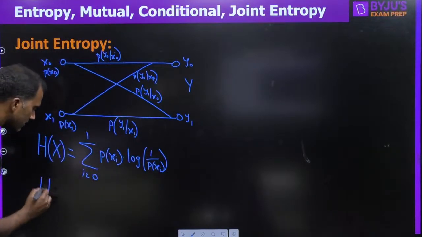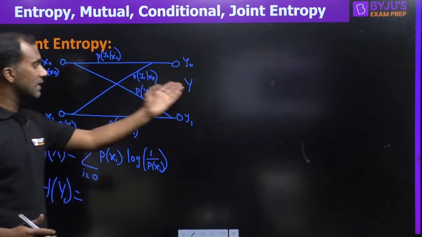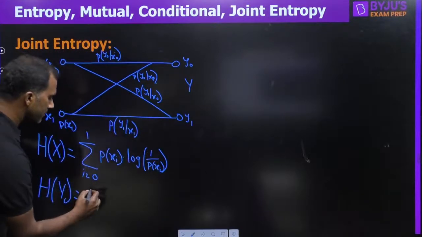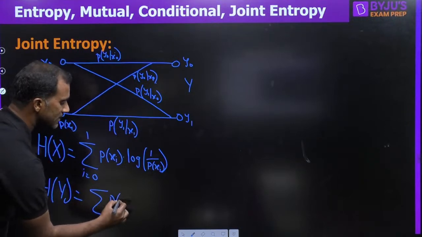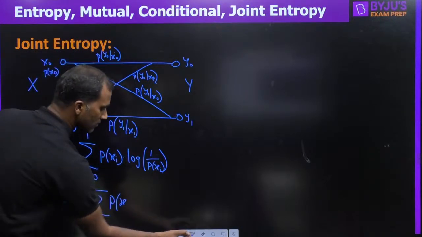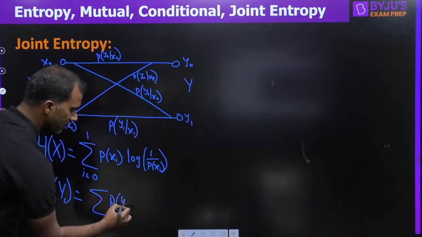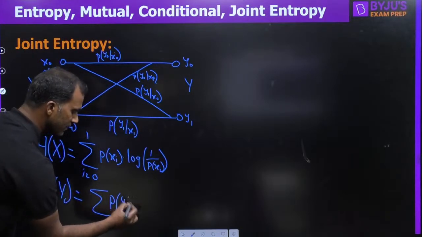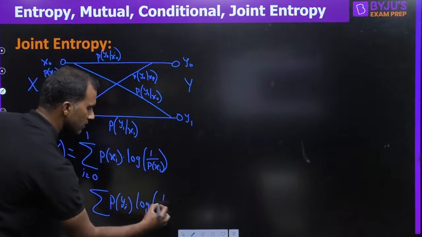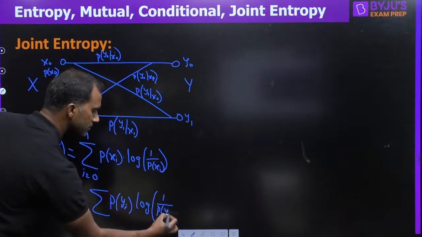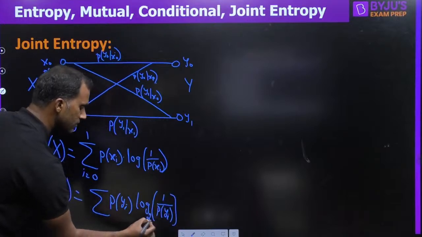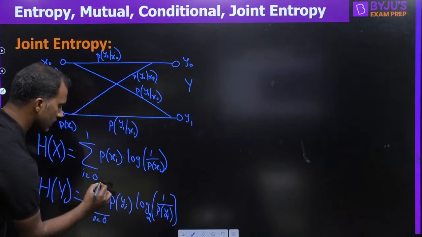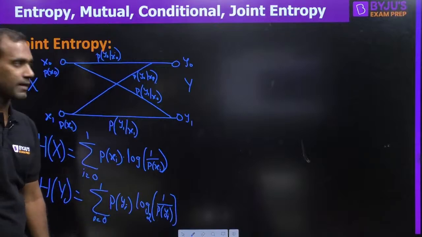Similarly, can we find the entropy of the output y also? Because y is also a random variable, because y can take y0 or y1 with certain probabilities, right? So H of y, we can find the same way. We're talking about y0 and y1 together as a summation, p of yi logarithm of 1 by p of yi to the base 2, where i runs from, or you can say j also, anything is fine, 0 to 1. So this is the entropy of output y.